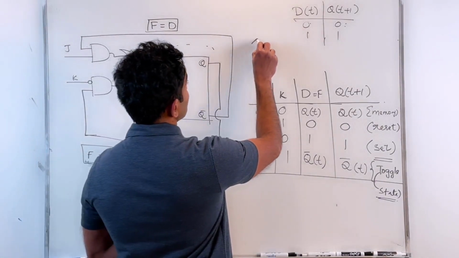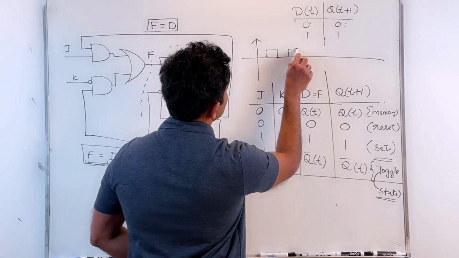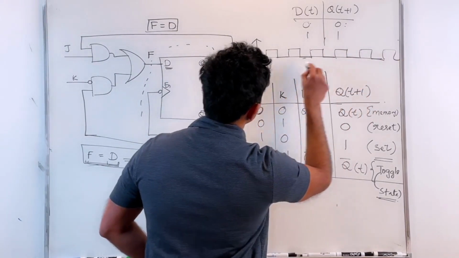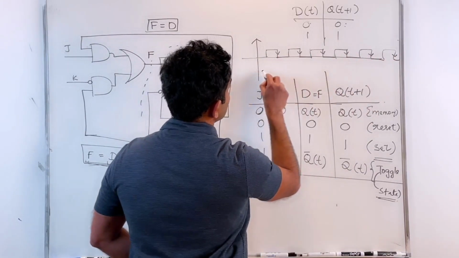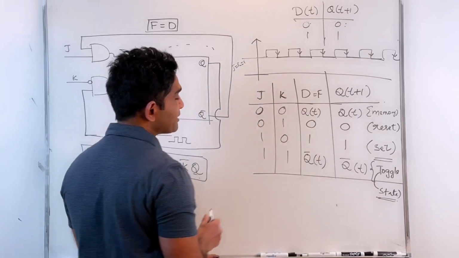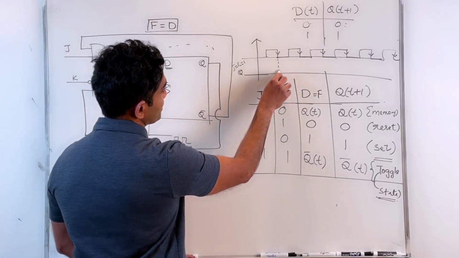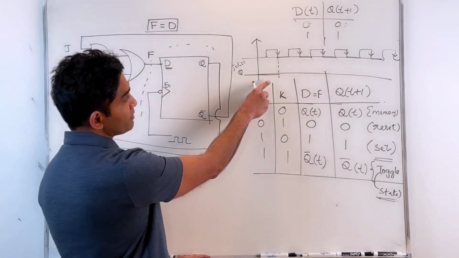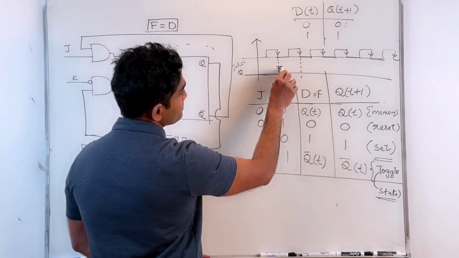Briefly, if I want to represent this in the form of a timing diagram, this is what it will look like. So these are my active edges here. With J equal to K equals 1 condition, I'm basically toggling my output. Let's say my Q was 0 to start with. On the next triggering instance, what happens? Q(t+1) becomes the complement of the previous value, that becomes 1. It remains 1 until the next triggering instance.